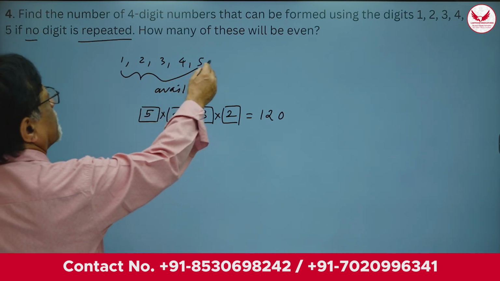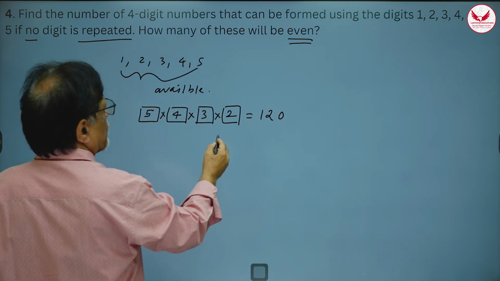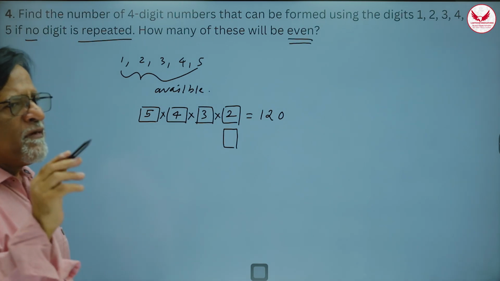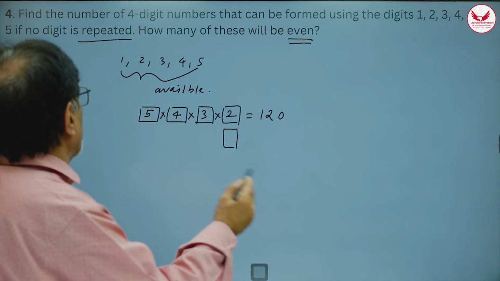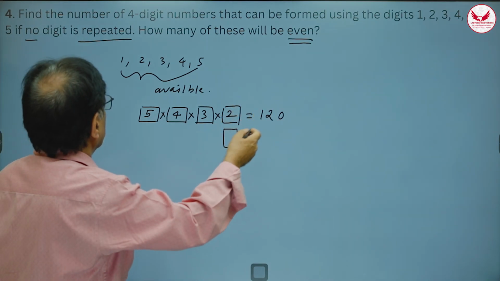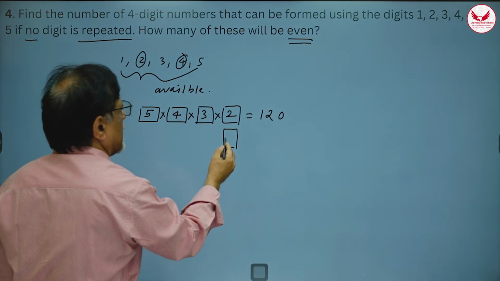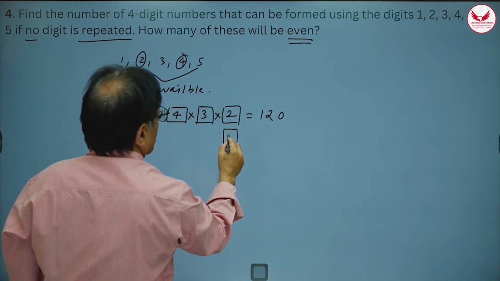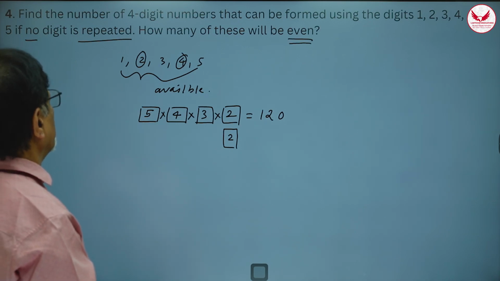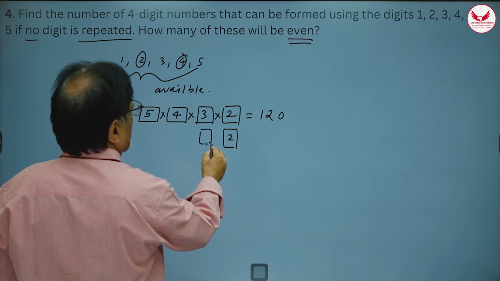Now, how many of them will be even? Right? Last problem also we solved it. Because the numbers required are even, the last place can be filled only by those digits which are divisible by 2 or multiples of 2. So how many multiples of 2 are there? Only 2 and 4. So now here the last place can be filled in how many ways? Only 2 ways.